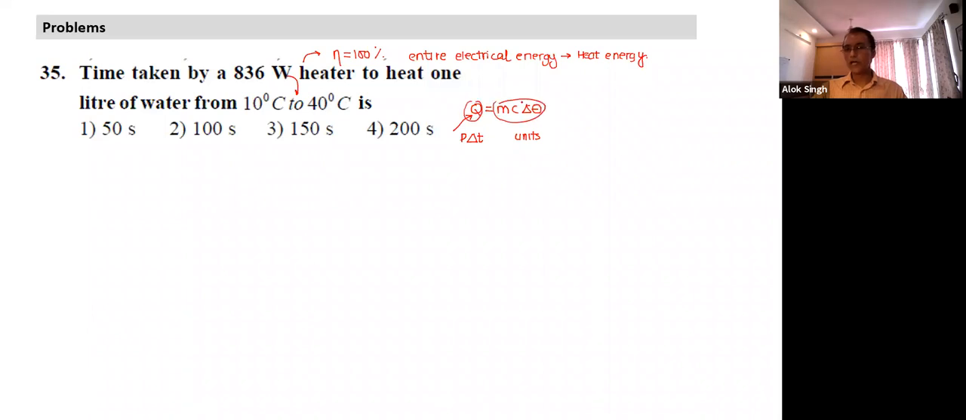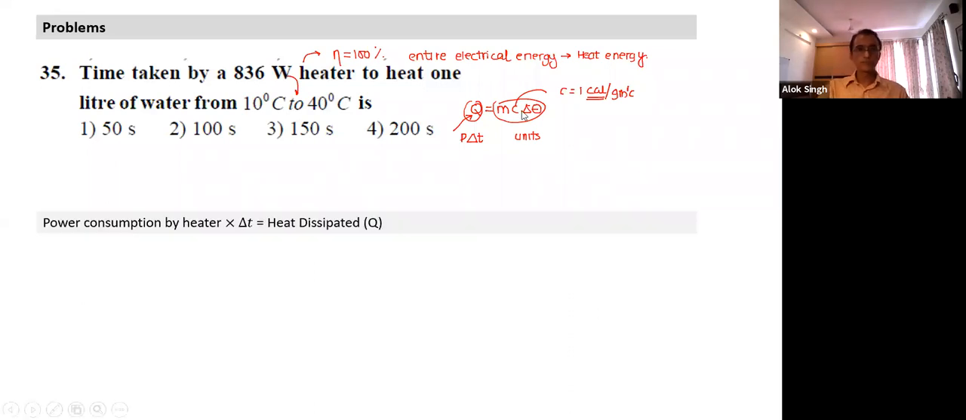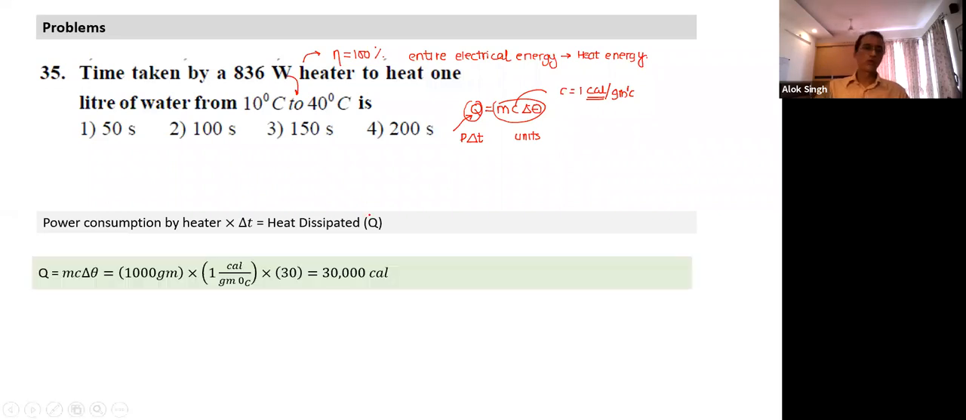Many times we use the specific heat capacity for water, C is equal to 1 calorie per gram degree centigrade. This is in calories. So whenever MC delta T is required, conversion of units is important. Let's see how we do that conversion. Power consumed by the heater into time gives the heat dissipation, and this entire power consumed is getting converted into Q. We equate Q is equal to MC delta T.